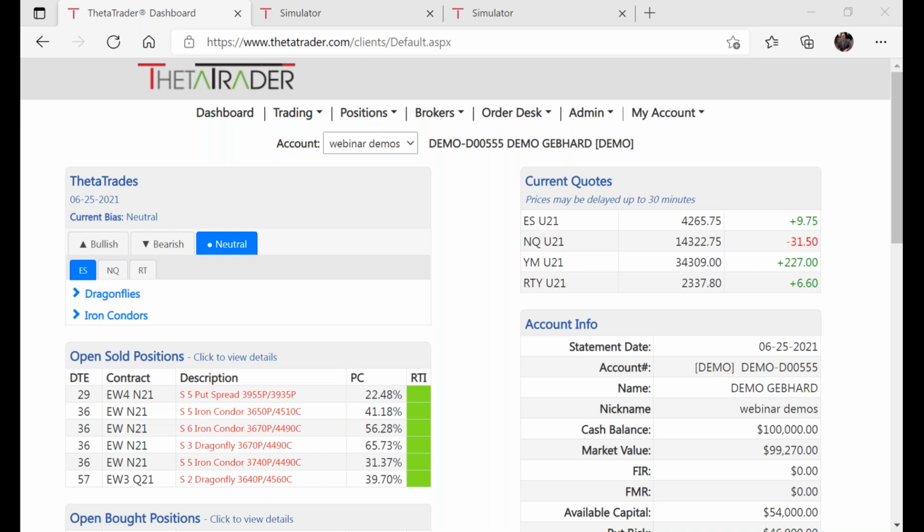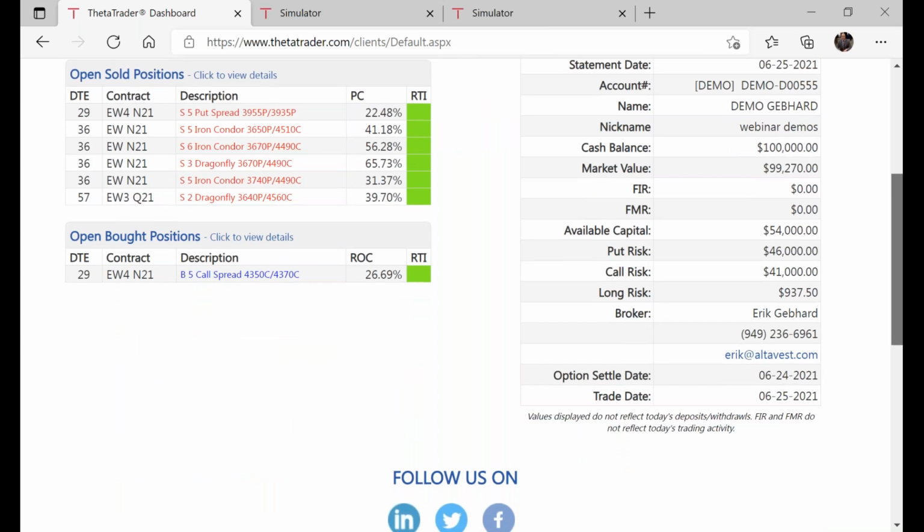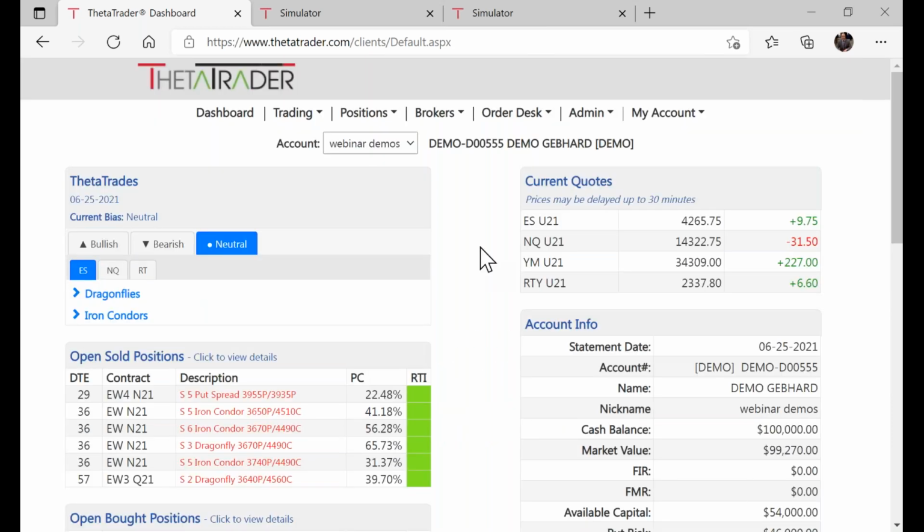We're going to look at the Iron Condor option spread and compare that to the Dragonfly option spread. Right now, you're viewing my screen. This is the dashboard for Theta Trader, our proprietary options trading solution. We've developed this for income traders, and we have you in mind. So let's take a look here.